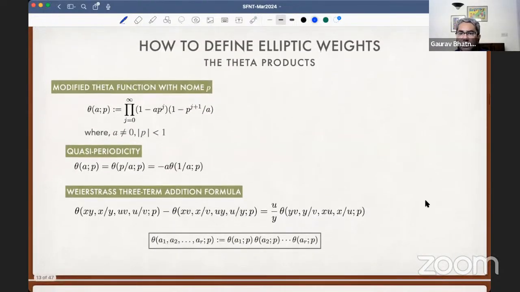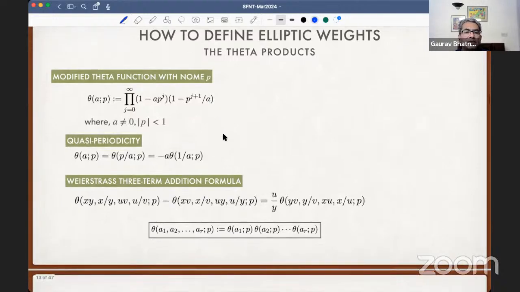So where are we? This is the part where things are different from q-analogs. We start with this modified theta function. I will explain where it comes from very quickly. It satisfies this quasi-periodicity and a three-term addition formula. This is due to Weierstrass. So this is a very symmetric kind of thing. There are two products here: the product over j of 1 minus a p to the j, and 1 minus p to the j plus 1 over a.